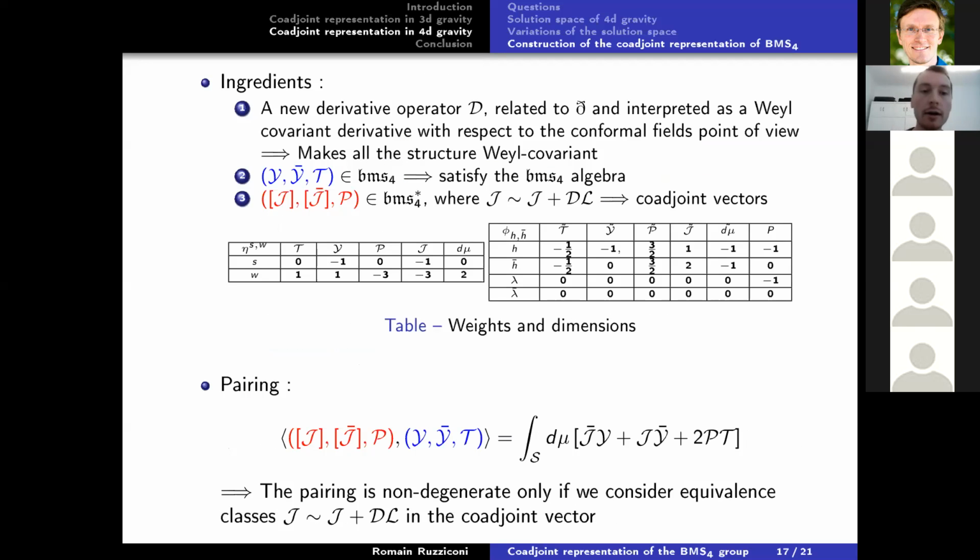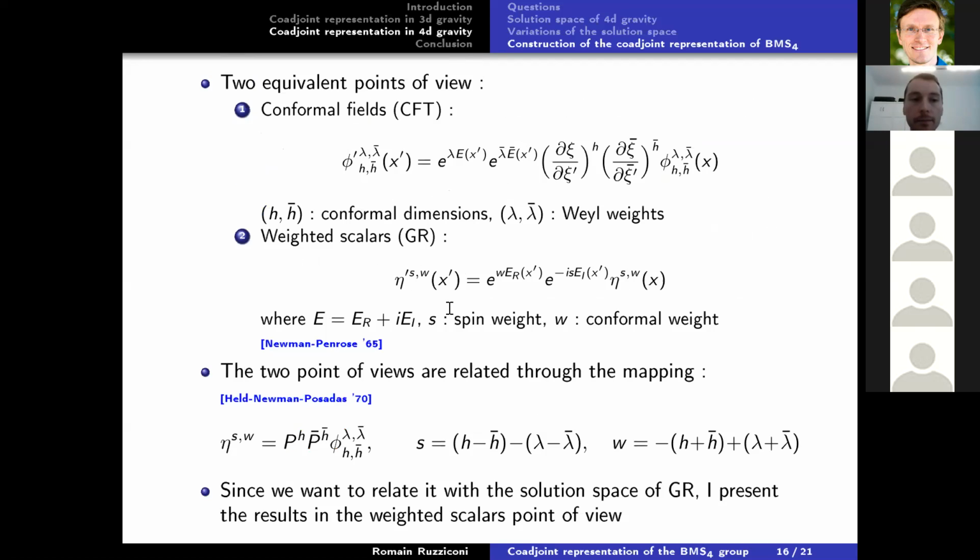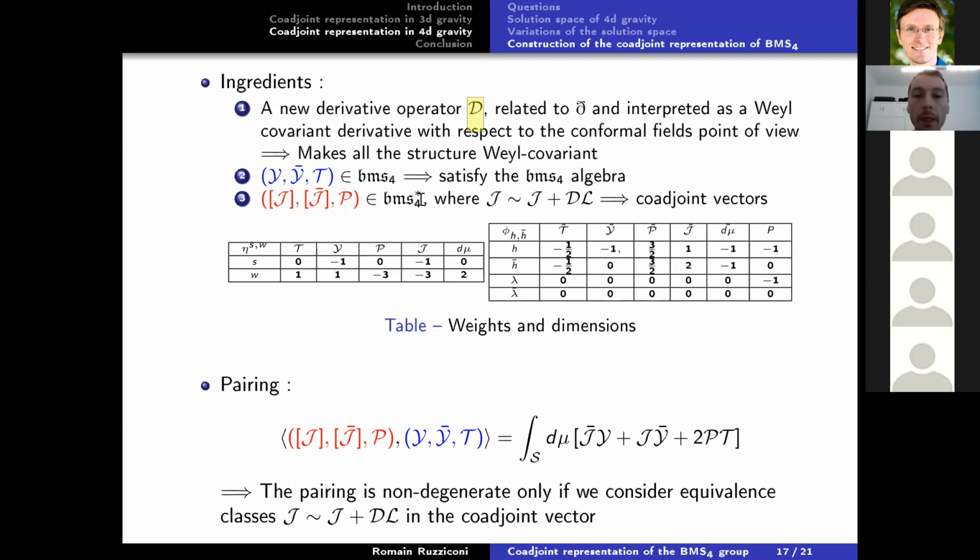Now here are the ingredients that you need to construct the coadjoint representation. We will need a derivative operator D, which is related to the eth operator that I introduced earlier and that appears naturally in the Newman-Penrose formalism. This D operator will act on these weighted scalars. But in the conformal fields point of view, you can show that it actually corresponds to the Weyl covariant derivative on the 2-surface. These operators allow us to make all our construction Weyl covariant.